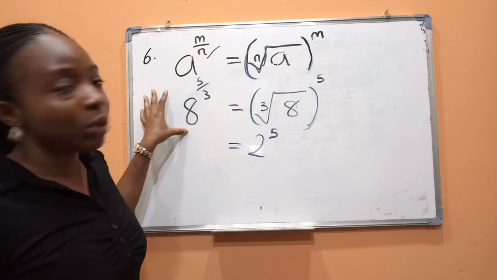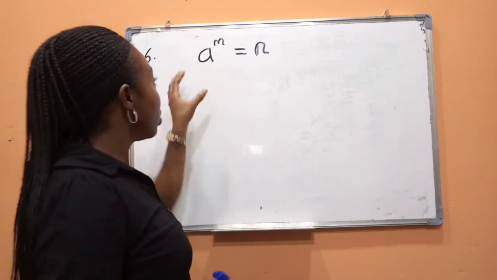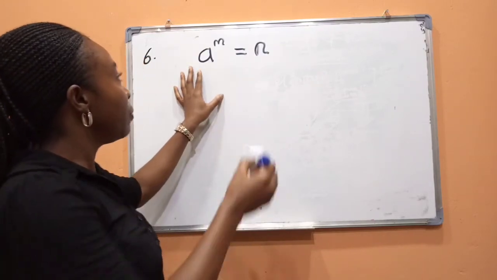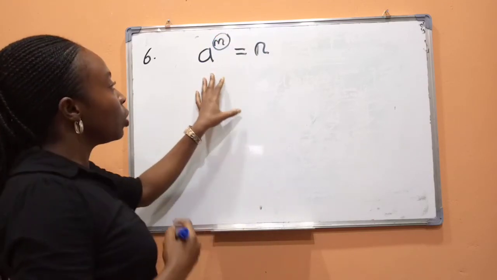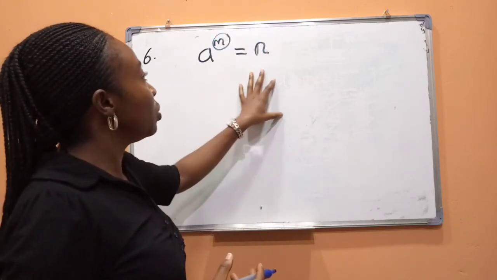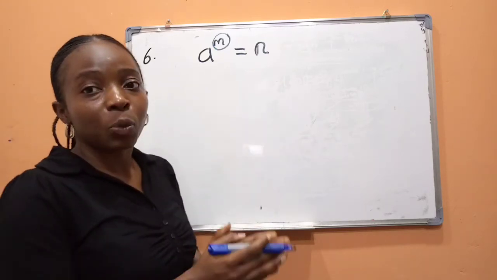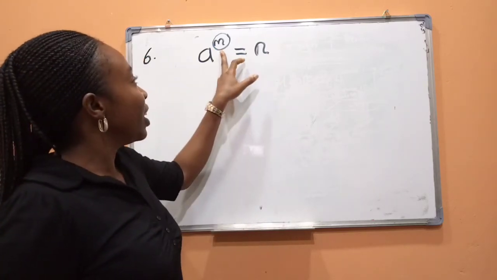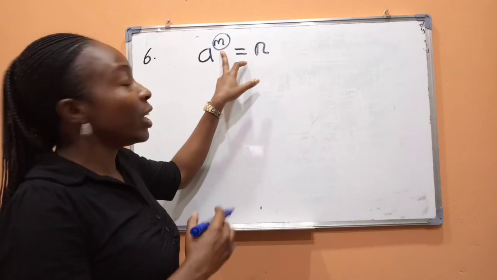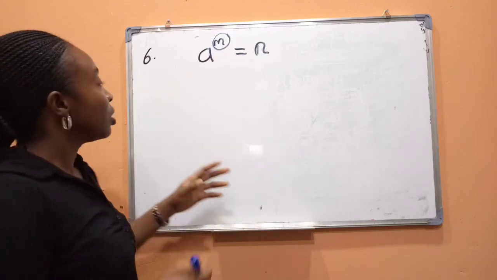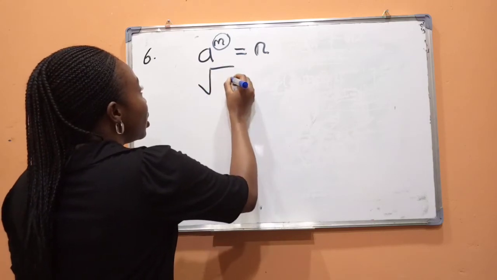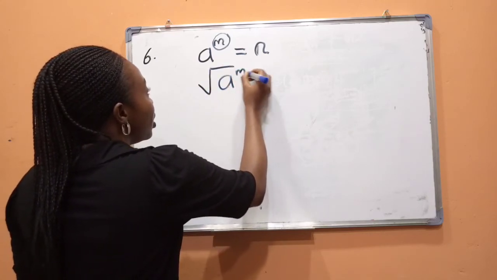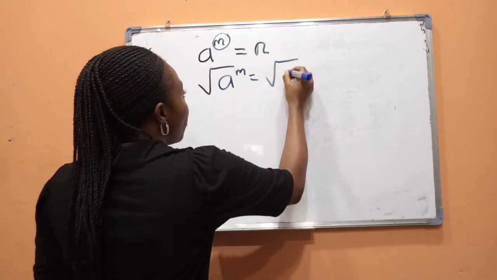Now let's take a look at the seventh law. So the seventh law tells us what to do to get rid of an index, okay? It simply tells us that we can get rid of the index by finding the square roots on both sides. That's the left hand side and the right hand side. So we're going to have the square root of a^m is equal to the square root of n.